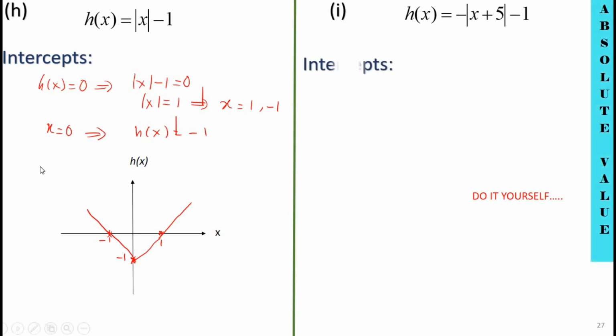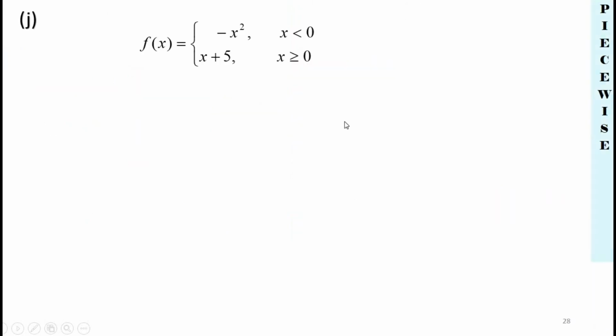Okay, now the last one. We have f(x) is equal to negative x squared for x less than 0, and x plus 5 for x greater than or equal to 0. This is a piecewise function. For a piecewise function, you have to consider the domain of each function. Okay.